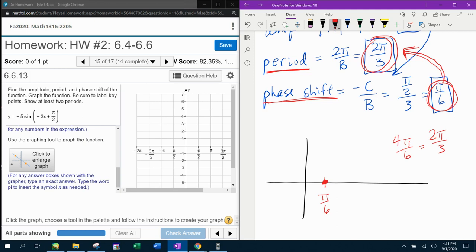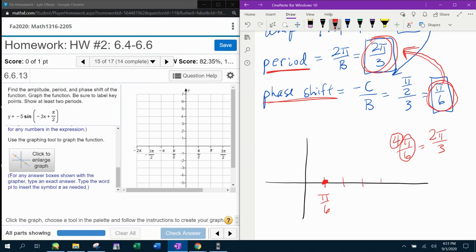Because 4/6 will reduce to 2/3. Now, why do we need to know that? It's because that's going to tell me how many spaces to count from the starting point, okay? So I need to go 4/6. I've already gone 1/6. Now I need to go 4 more, okay?